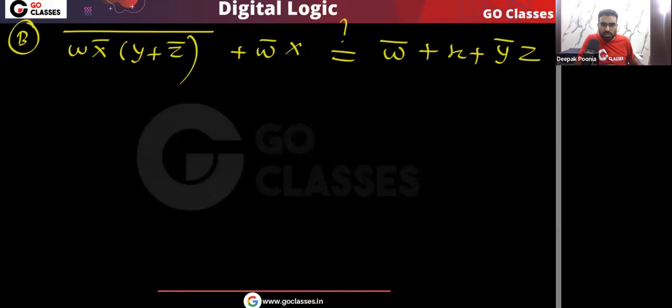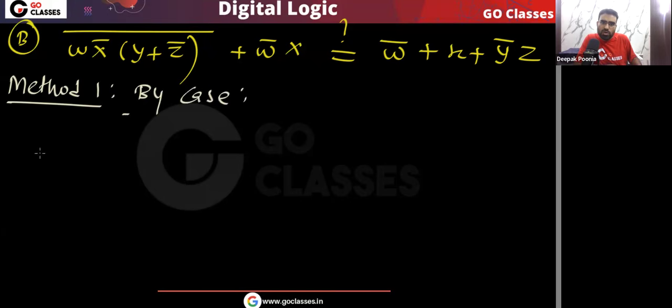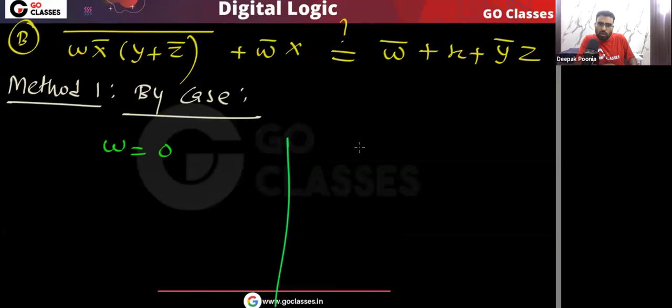Again, here you can solve this question by two methods for option B. Let's apply method number one, that is the case method. You can create two cases, because all these W, X, Y, Z are Boolean variables. Every Boolean variable is either 0 or 1, so two cases are possible: either W will be 0 or W will be 1. Only two cases are possible.